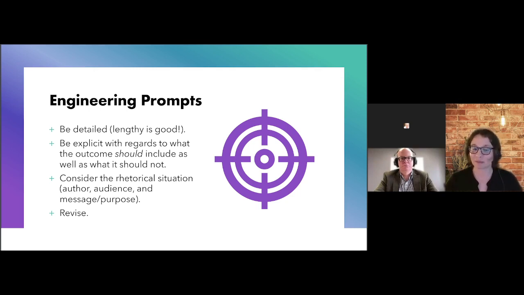And then last but arguably most important, be willing to revise, because the chances of getting a perfect result right away in that first one is not likely, right? So keep playing with it. Say things like, no, not like this, do this instead, or take this out, or add these elements, anything that kind of keeps messing with it until you get better and better results.